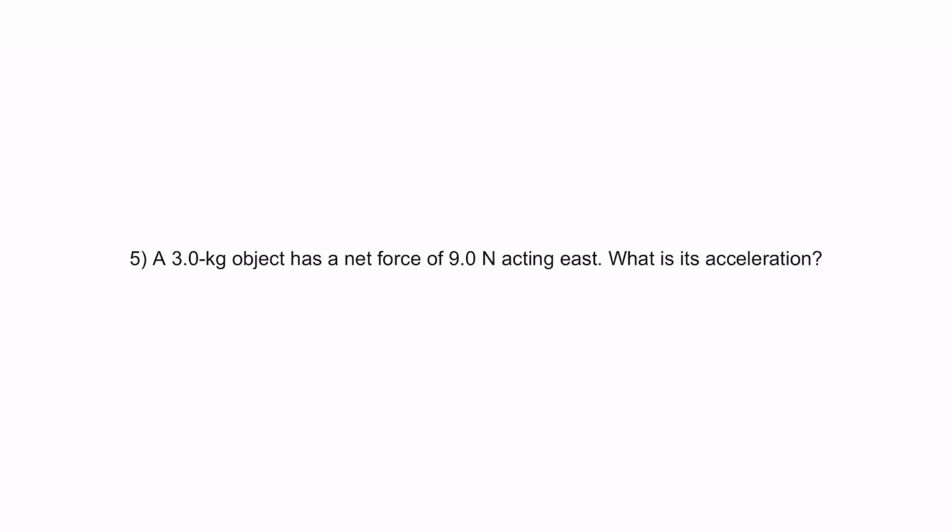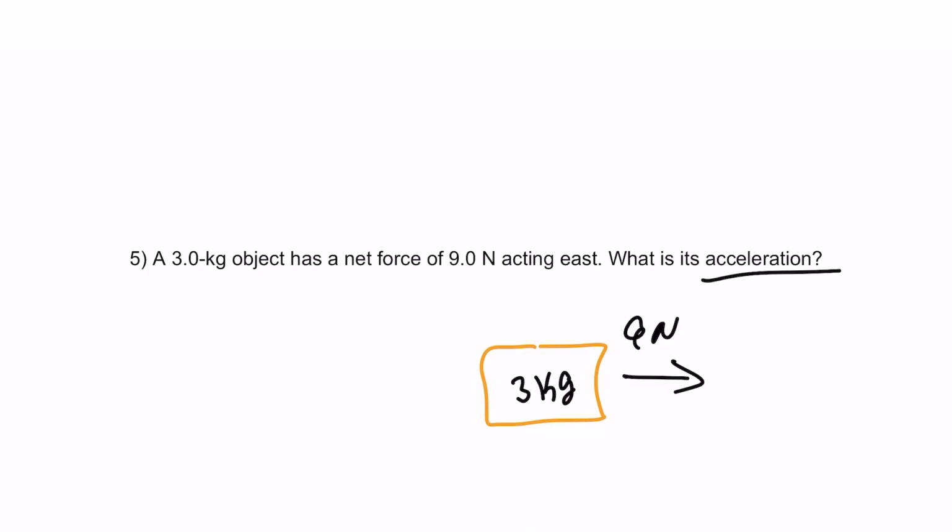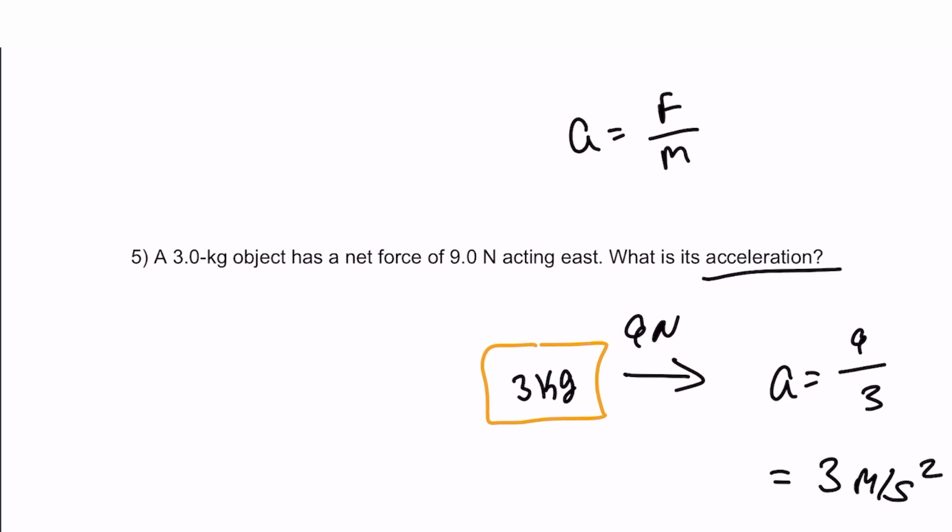A 3 kilogram object has a net force of 9 newtons acting east. What is the acceleration? Let's draw the object. It's acting east, 9 newtons. It weighs 3 kilograms. And same thing as before, we're solving for acceleration. Acceleration equals F divided by m. In this case, A equals 9 divided by 3, which is 3 meters per second squared.